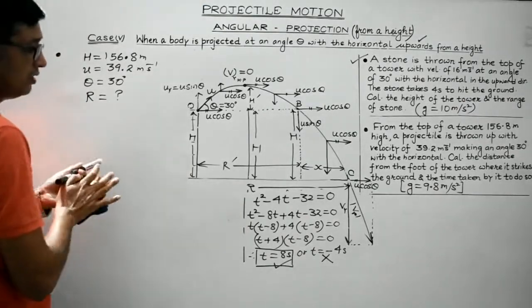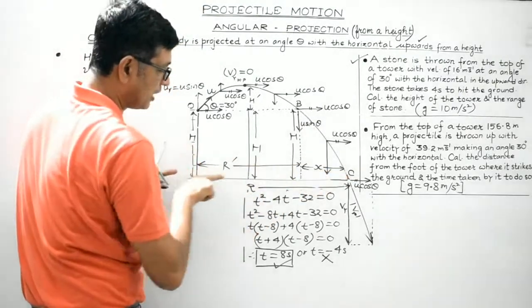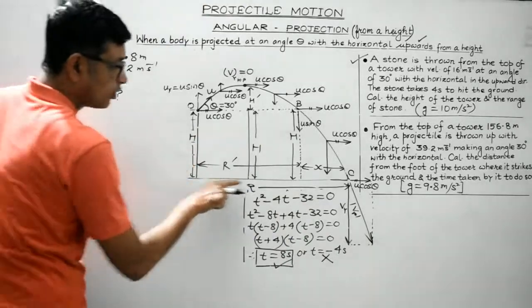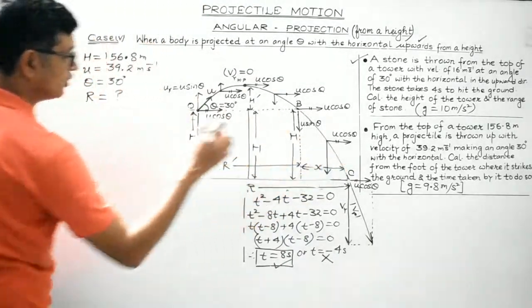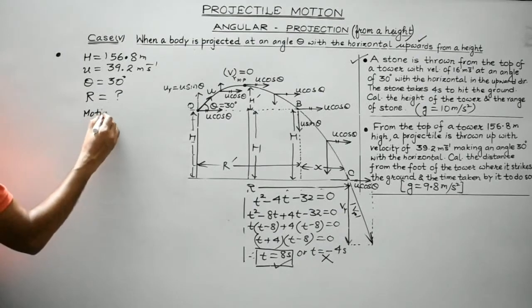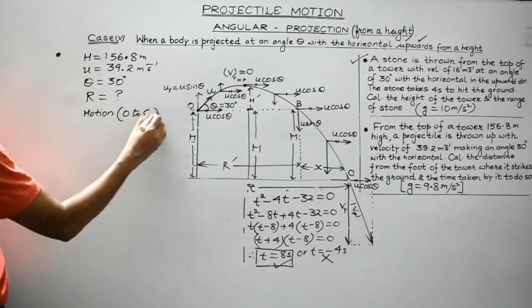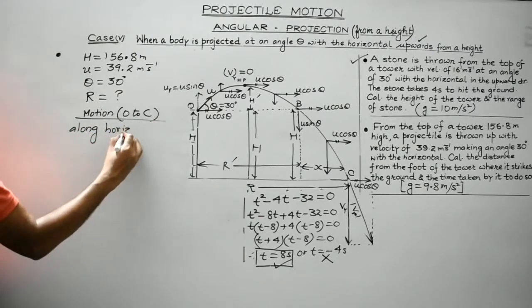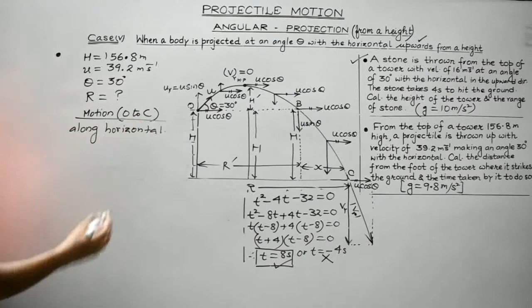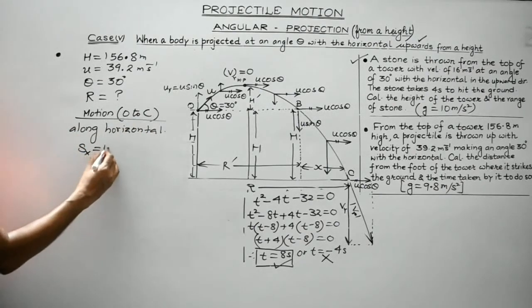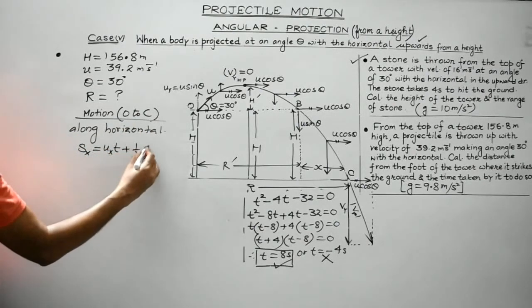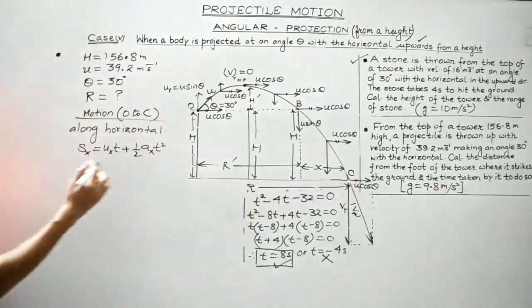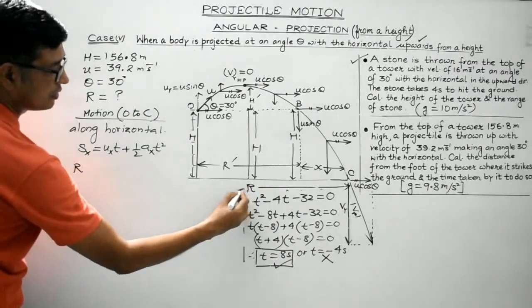Range means it's the horizontal distance covered by the projectile in the time during which it remains in air or space, which is 8 seconds. So here we have to consider motion from O to C along horizontal. So let's make use of the second equation of motion, obviously. ax is 0, we all are aware of it. Sx, that's range, total range, R. This is the total range, right?